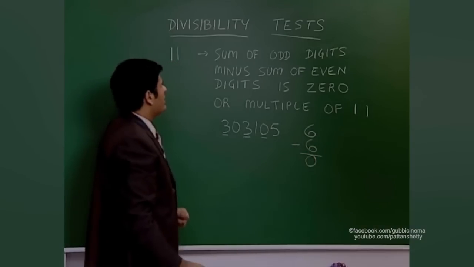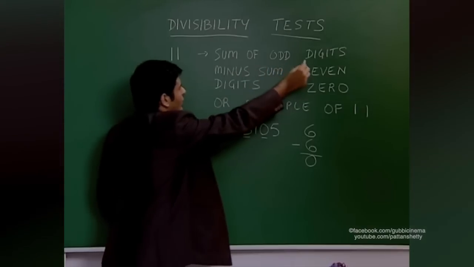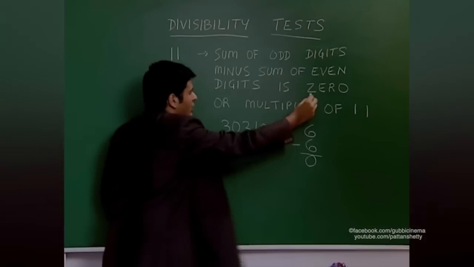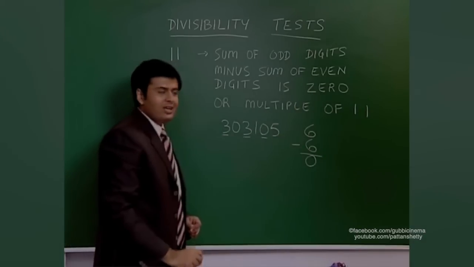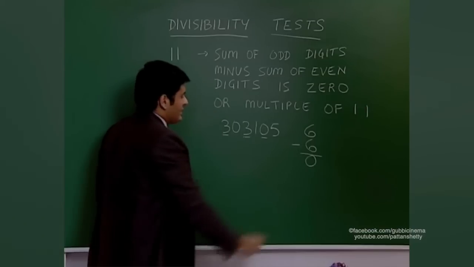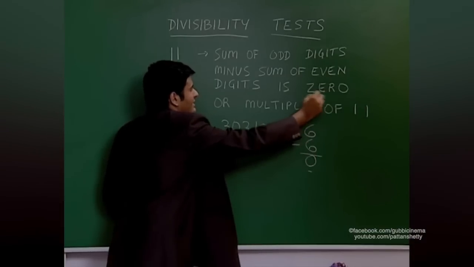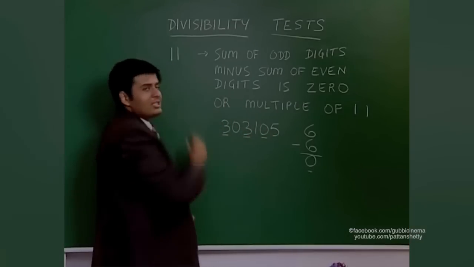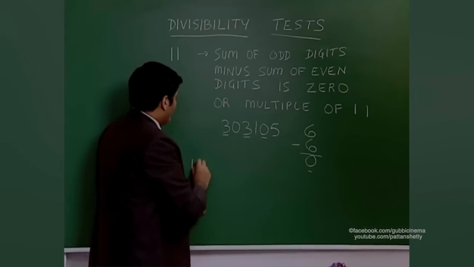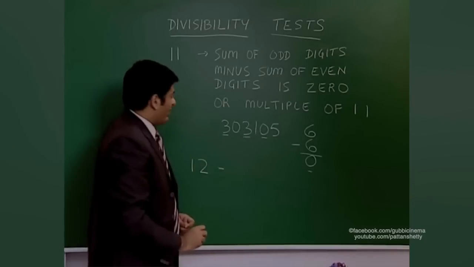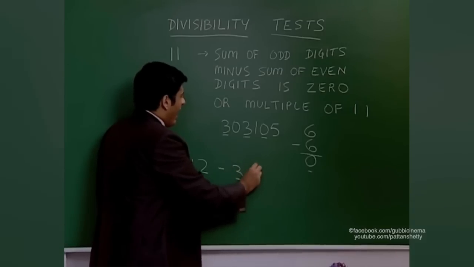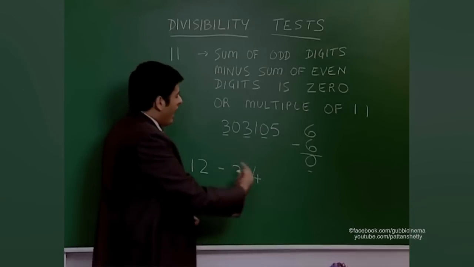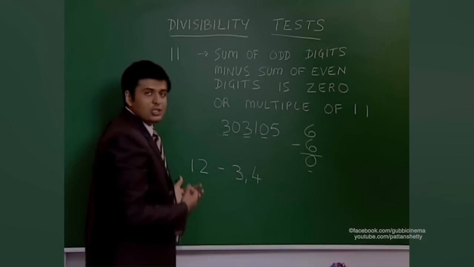Now the rule says if you find the sum of the odd digits, from that you minus the sum of the even digits, and you have either 0 or any multiple of 11, then the number is divisible by 11. Since we are having 0 over here, our test is satisfied. That means 303105 is divisible by 11. For 12, the test is very simple. Check whether the number is divisible by 3 and 4. If it is divisible by both, the number is divisible by 12.